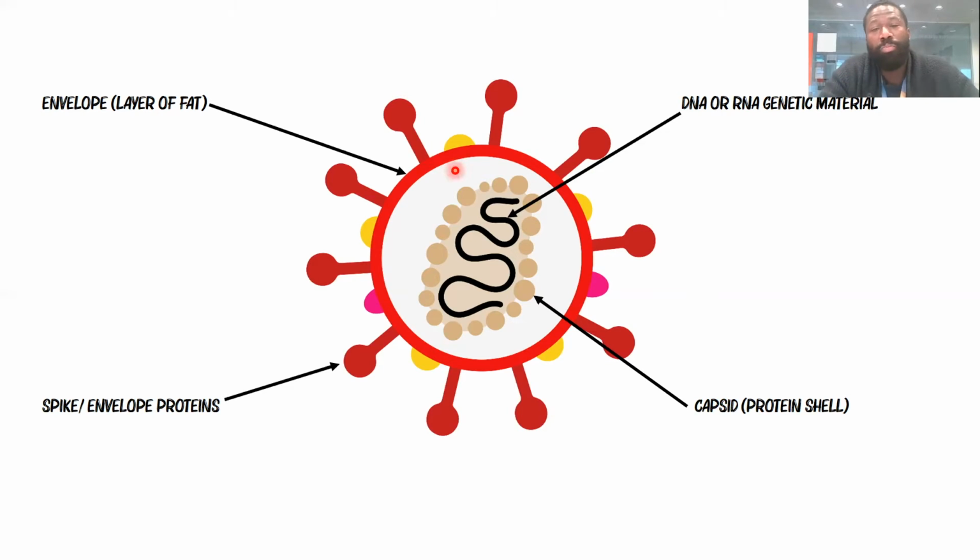The protein shell is usually protected by a layer of fat, which we call the envelope. So this offers further protection. It also acts as a docking station for other proteins, such as spike proteins and other envelope proteins.